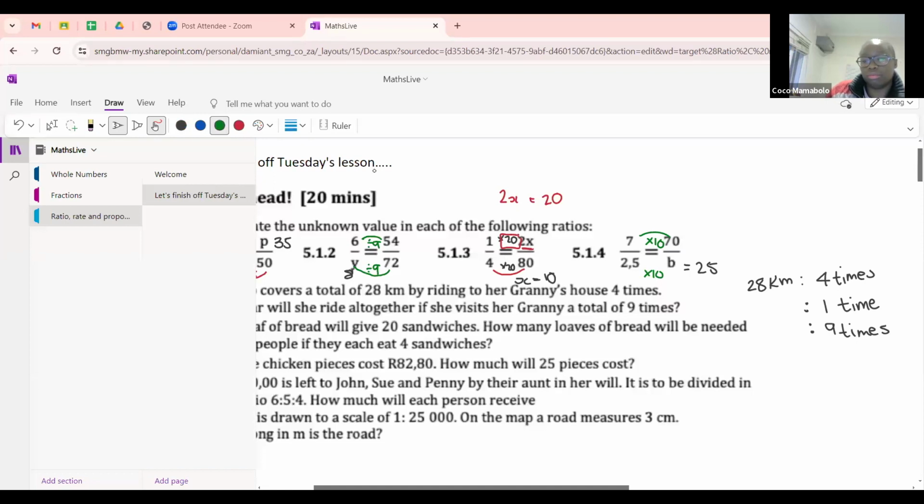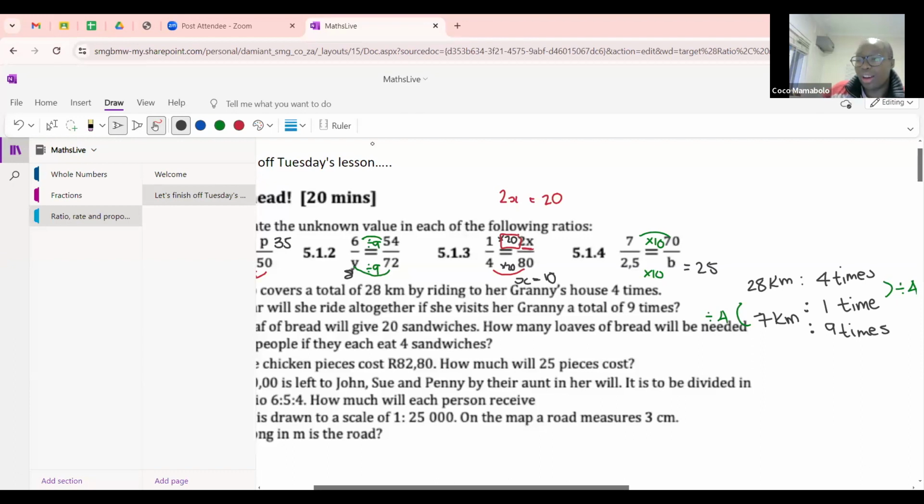We divide by 4. Correct, we divide by 4. So we're going to divide by 4 on this side, and whatever we do to the one side, we're going to do to the other side as well. So divide by 4 over here for me and tell me what we get. What is 28 divided by 4? 28 divided by 4 is 7. Good, it's 7 what? What are we measuring in on this? Kilometers. Good, it's 7 kilometers. So when I go to my granny's house, it takes me 7 kilometers to go there one time.